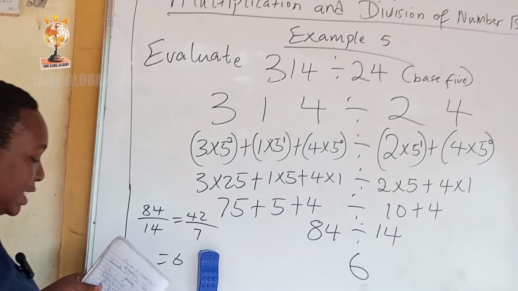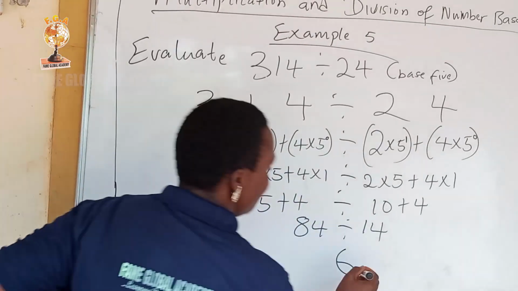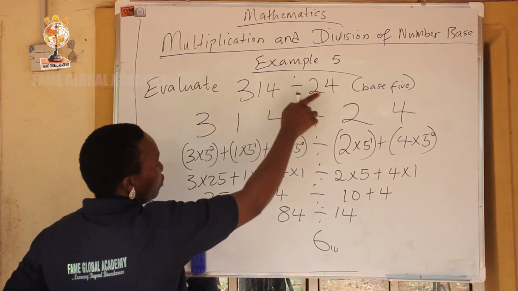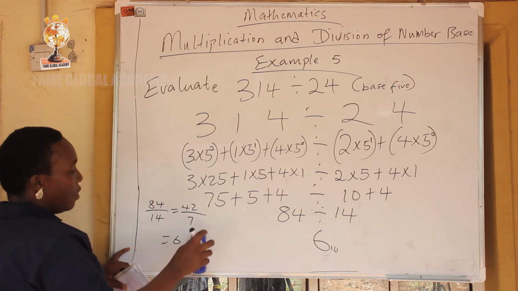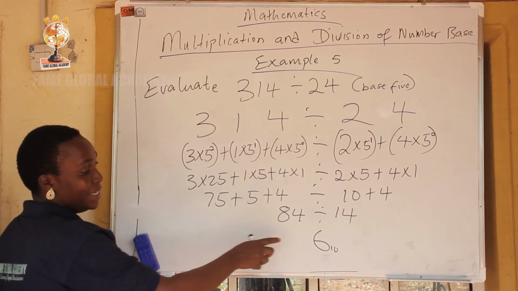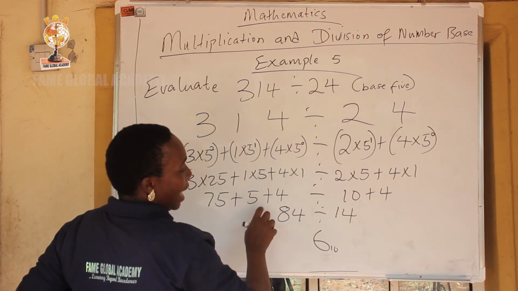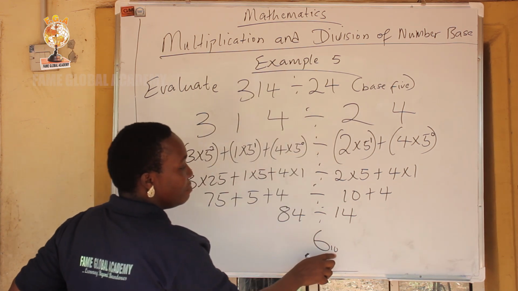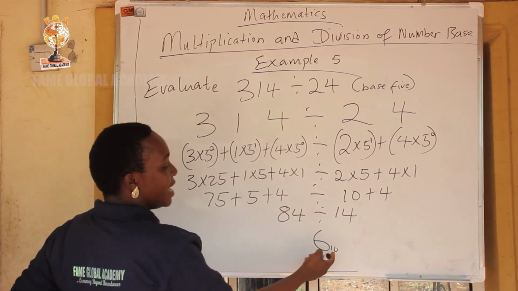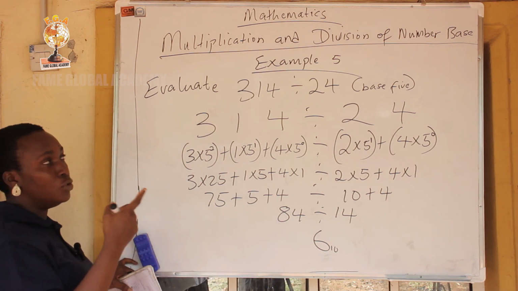So this our answer 6 is in base what? 10, because we are converting these two numbers to base 10. Now, for us to get our final answer, this is not our final answer. We only converted the two numbers and divided and got our answer in base 10. Now we are going to convert this number back to base 5.